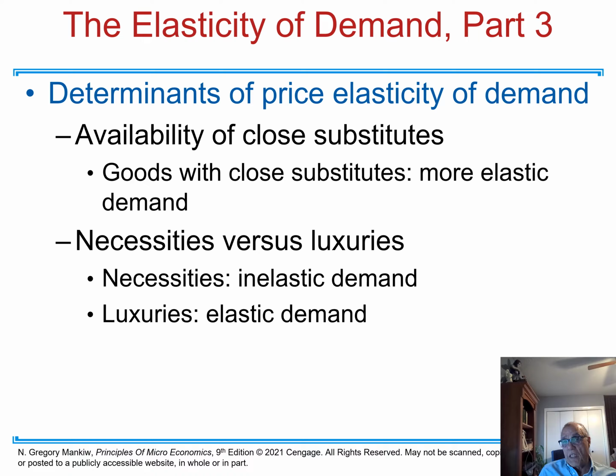Determinants of price elasticity of demand: substitution. If the good has a close substitute, that is going to be more elastic because people can switch easily to other products, like Coke and Pepsi. Necessity versus luxuries. Luxury items, when the price goes up, people don't have to have it. They respond in a big way, which makes it an elastic curve. Necessities like medicine and groceries are less elastic. People have no choice if the price of insulin goes up, for example.